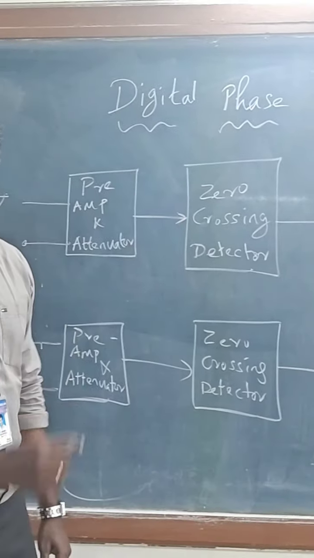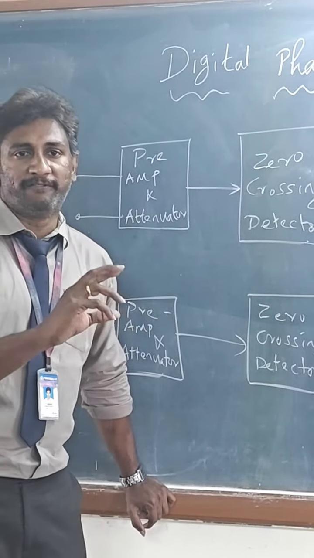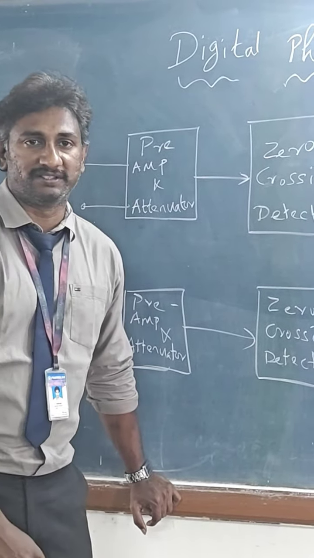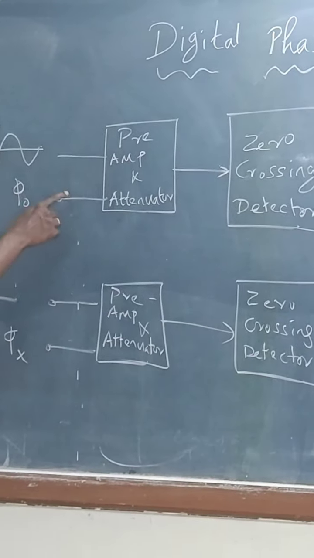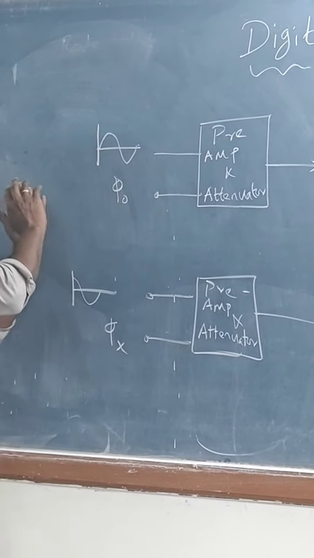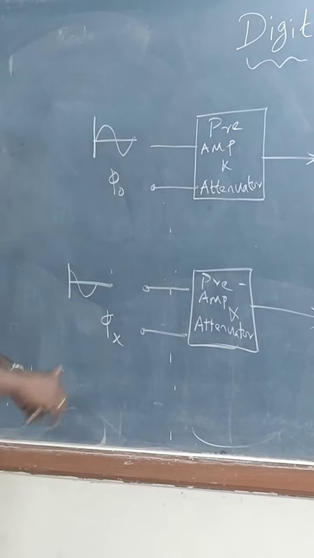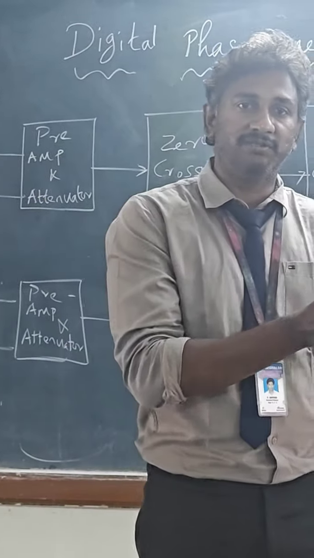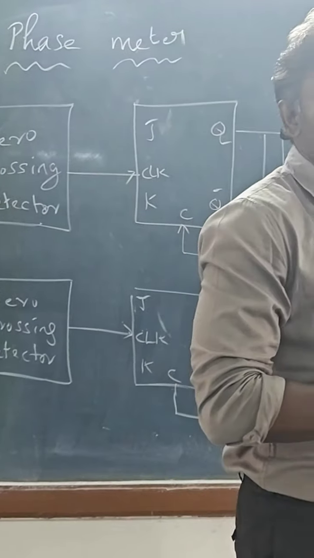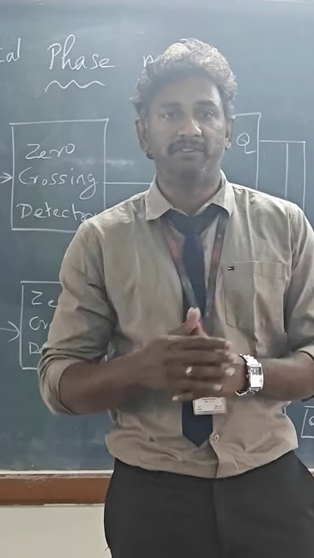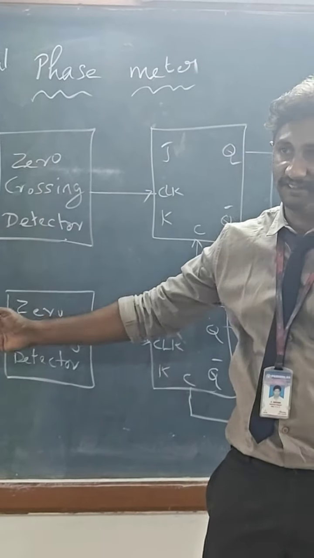So what is the purpose of digital phase meter? This meter is used to find the phase difference among different waveforms or signals. In this case we are going to compare two signals, one is the first signal, another is the second signal. Both are sine waves, but these are going to be changed to a perfect square wave, and we are also going to find the phase difference between signal 1 and signal 2.